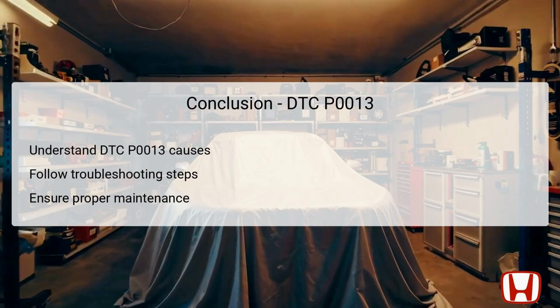In summary, DTC P0013 signifies a malfunction related to the variable valve timing, VTC, oil control solenoid valve B, in the Honda Civic models from 2022 onward. Understanding the various causes, including a faulty solenoid, wiring issues, or PCM faults, allows you to effectively identify and resolve the problem. Following the detailed troubleshooting steps ensures comprehensive diagnostics, ultimately leading to a successful repair.